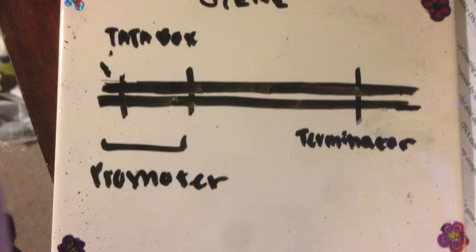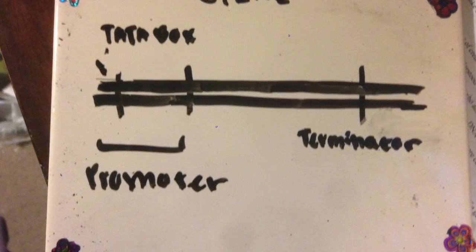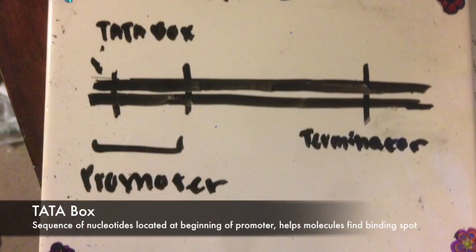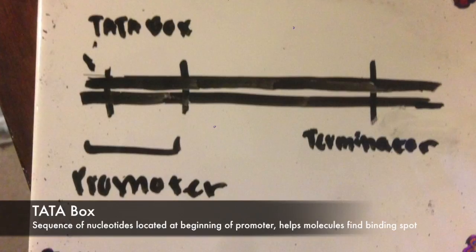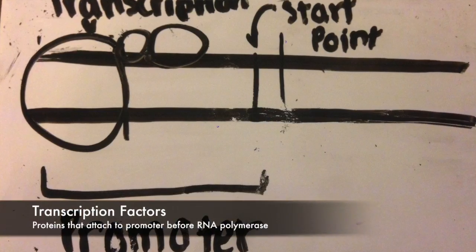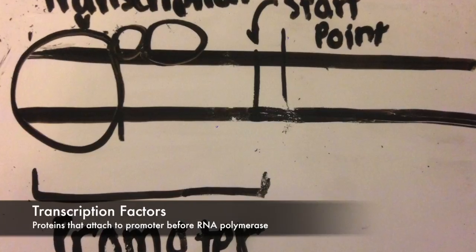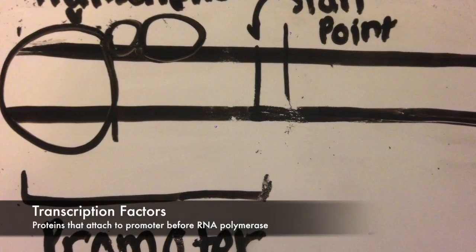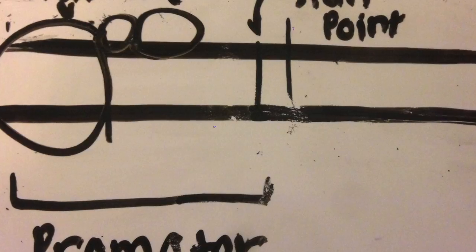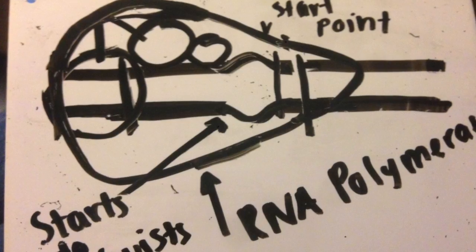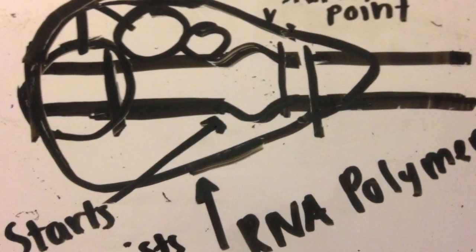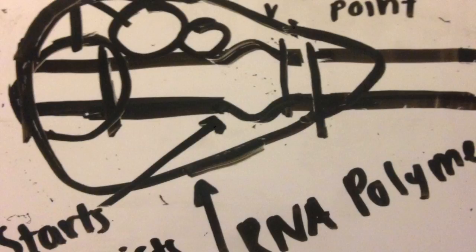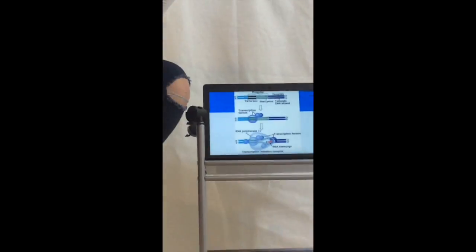The beginning part of this promoter is a nucleotide sequence called the TATA box, which helps other molecules determine where to bind for transcription. Its unique name comes from the base sequence TATAAA. Proteins called transcription factors must attach to the promoter for the enzyme RNA polymerase to recognize promoter sequences. Once RNA polymerase attaches, it untwists the DNA strands and initiates RNA synthesis at the start point on the template strand. The next step in transcription of DNA is elongation.